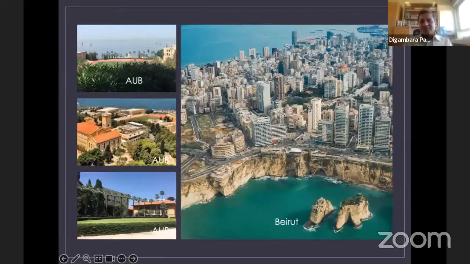So this is Beirut. This is where my university is. This is our campus. It was one of the 8 most beautiful campuses in a ranking a few years ago, and in another, modern ranking, it was 23.